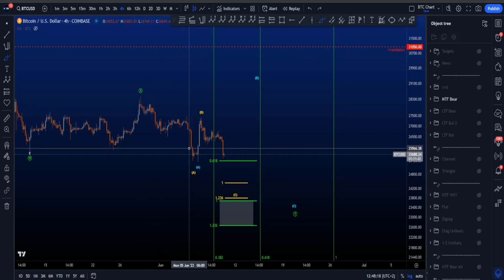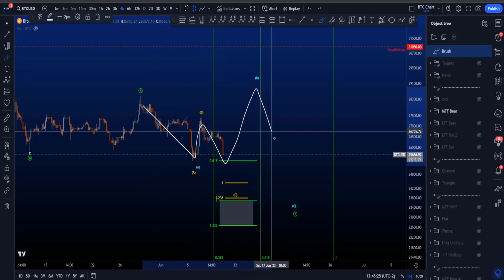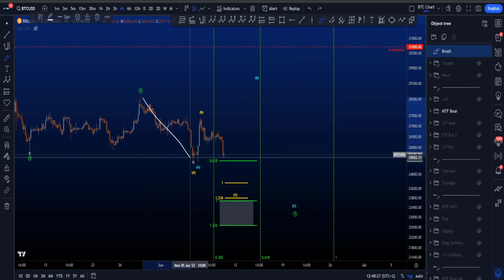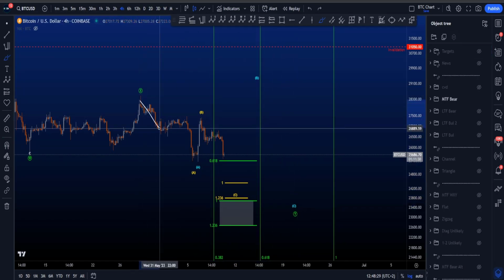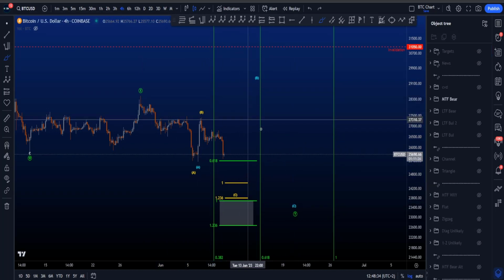Now the blue count is an expanding flat count, so that is over here a wave A, followed then by potentially a wave B, for then a wave C to the downside. So you have an A, B, C, or actually you have a 3, 3, and then a 5-wave move to the downside over here. That's for an expanding flat.